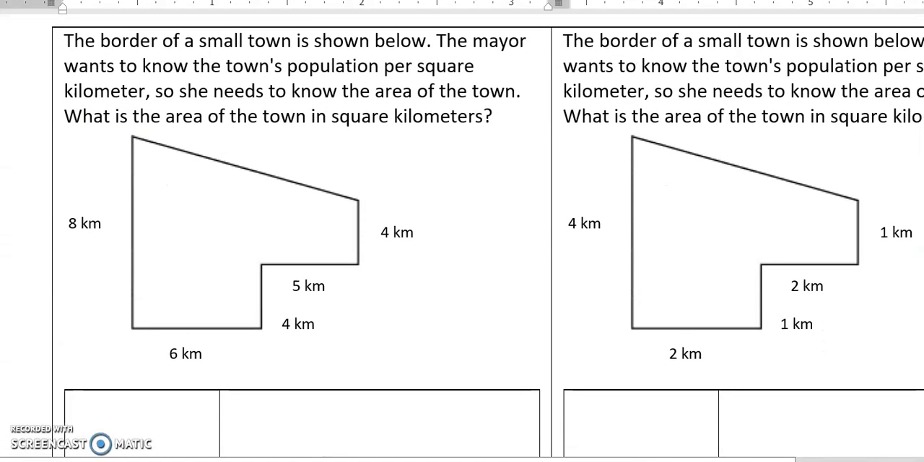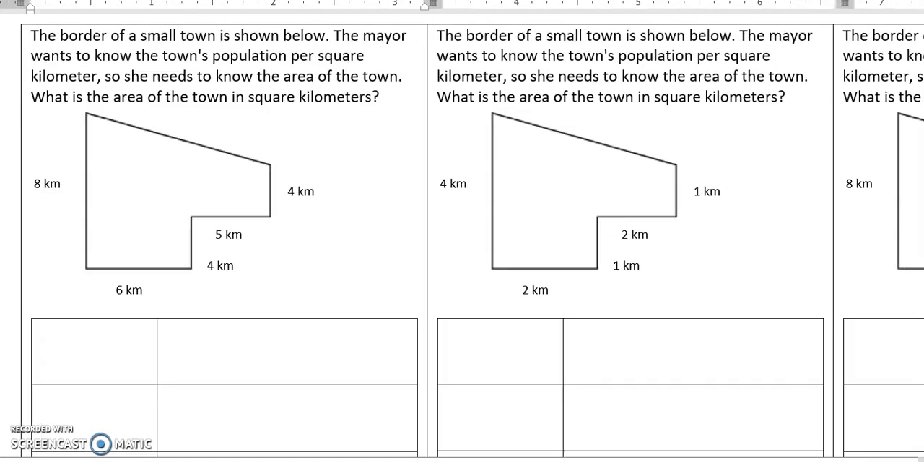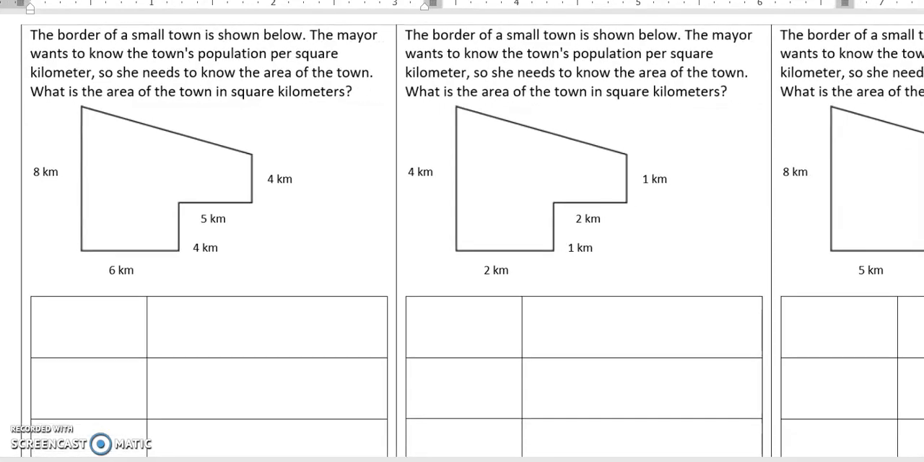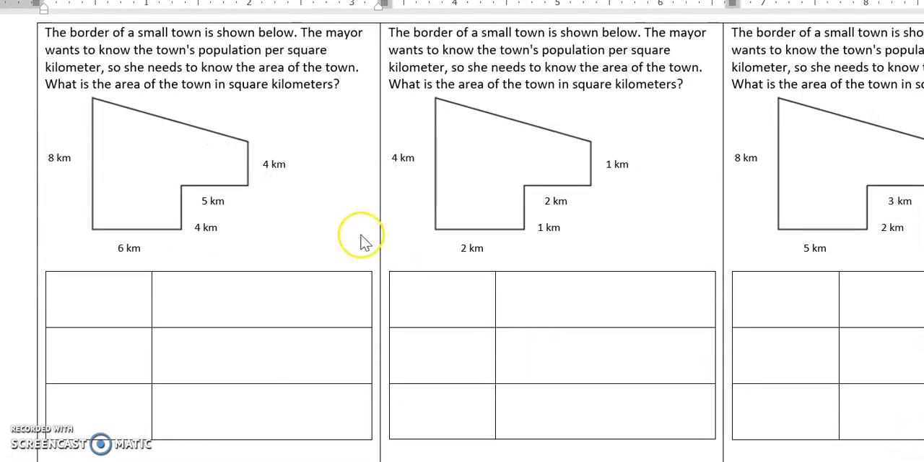The next one. The border of a small town's population is shown below. I want you all to be able to see all of this. The mayor wants to know the town's population per square kilometer. So she needs to know the area of the town. What's the area of the town in square kilometers?